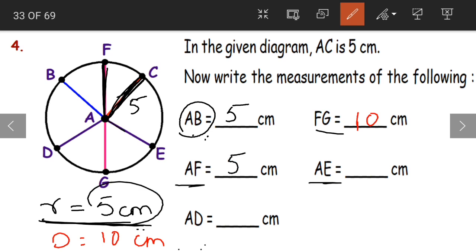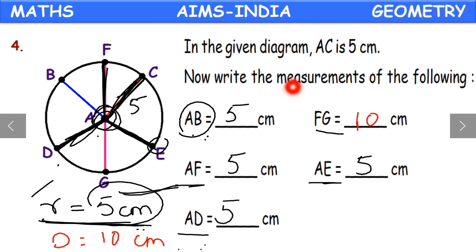Then we have AE. From A till E. Center to the point on the circle. So again, this also qualifies as the radius of the given circle, which is equal to 5 centimeters. Then lastly we have AD, children. AD. Again, AD also qualifies as what? Is it the diameter? No, it is the radius of the given circle, as it is joining the center of the circle and a point on the circle. So the measure of AD becomes how much? 5 centimeters. I hope this is clear.